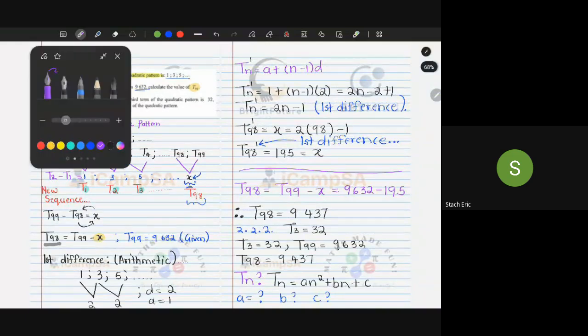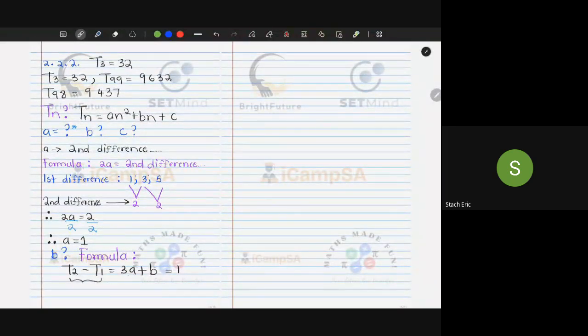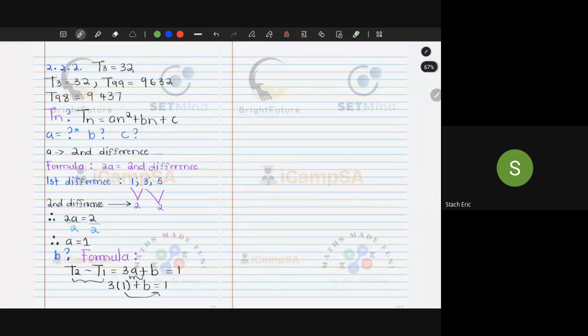So I'm going to equate this to 1. And the a we already have as 1. So I'm going to have 3 times 1 plus b equals 1. We are going to transpose the 3 so that we end up getting a value of b, which will be 1 minus 3, which will be minus 2. Do you guys understand?